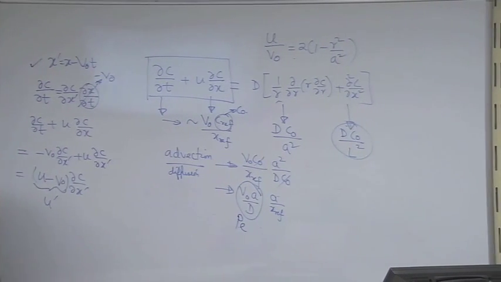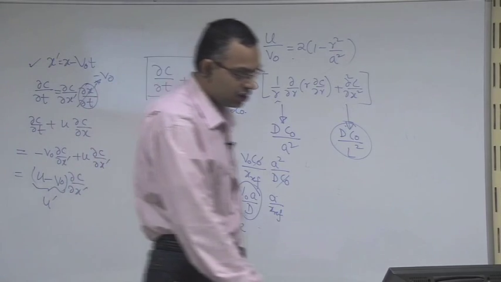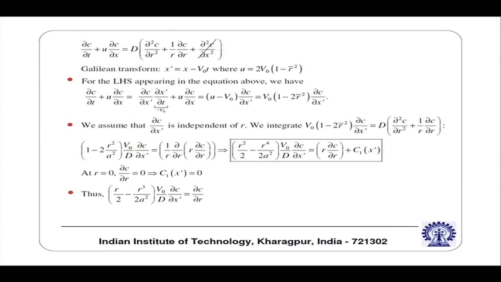So, with this background, we will come to the slide and complete the description of the problem. You can see that the left hand side will become u dash into del C del x dash, and u minus V0, remember u by V0 is equal to 2 into 1 minus small r square by a square, that is r bar square. So, u minus V0 is V0 into 1 minus 2 r bar square, times del C del x dash, right.